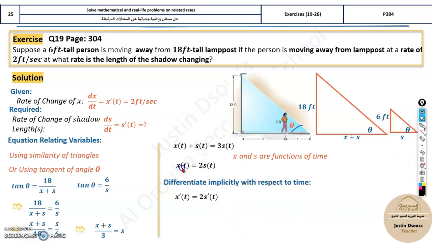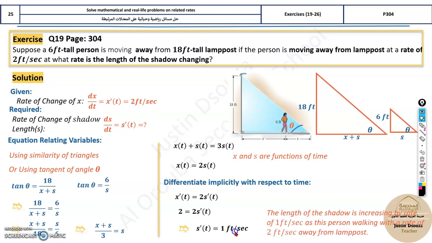They are writing everything in terms of t because it's related rates. Now differentiate this. Now, since there are two functions, implicit differentiation, what happens over here? X dash only. Here 2 is constant, S dash. That's it. So differentiation is straightforward. Now substitute the values back. Which is the value known? 2 feet per second. So substitute over here 2 feet per second. That is 2. Over here is 2. So rearrange and write S dash would be 1 feet per second.